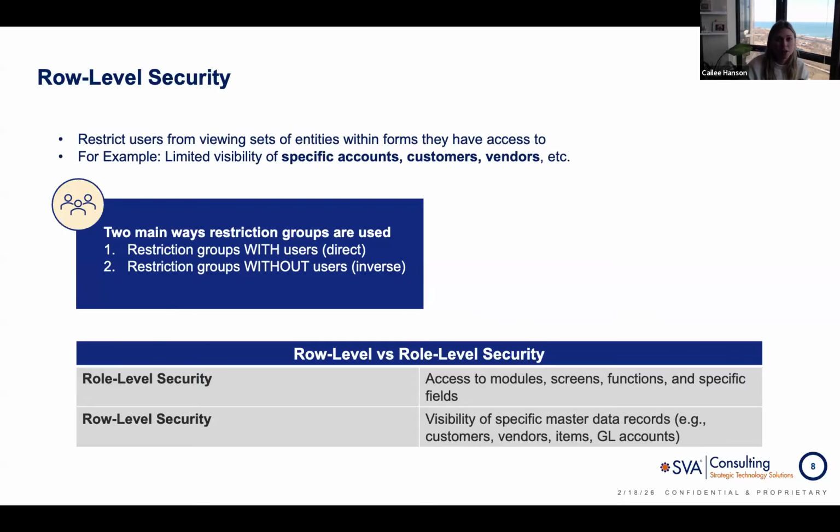All right, switching a little bit to the row level. Now this is bringing in the concept of restriction groups within Acumatica. Previously we saw that at the role level, you have restricted access to modules, screens, and fields. Now with the row level, this is where we're going to start to either provision access or restrict access to what we refer to as the master data records within Acumatica. So think things like your GL accounts, your chart of accounts, your customers, your items, your vendors.